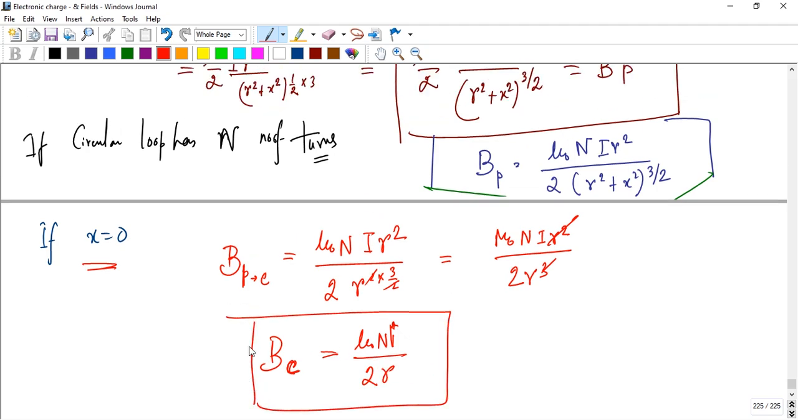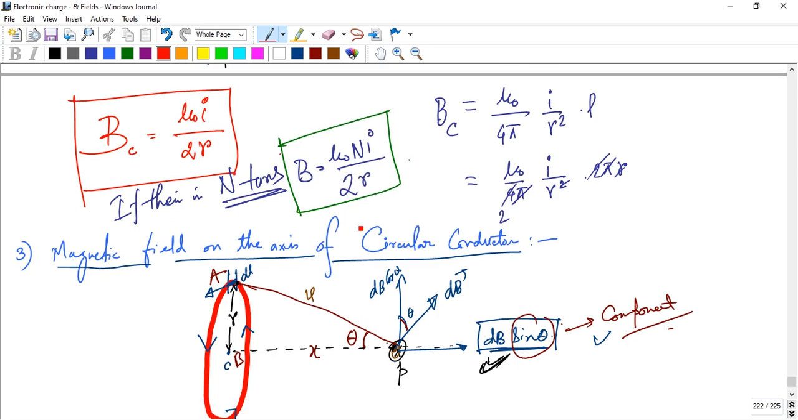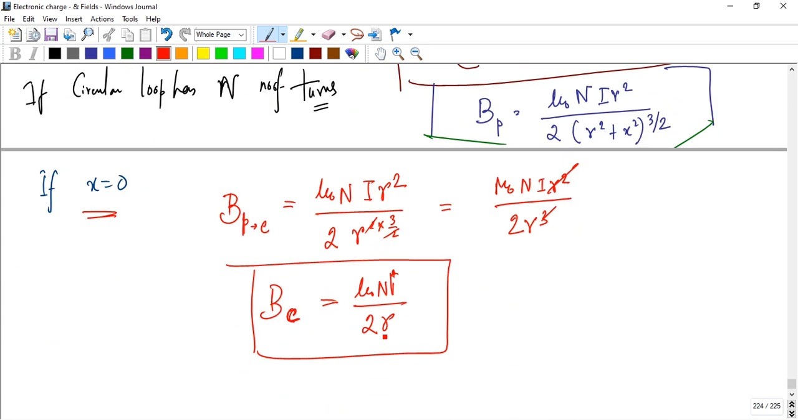And you see the second application, that is mu 0 N I by 2r. The two expressions are the same here. The capital I and small I are both the same. That is very important. That is the basic application of the Biot-Savart law.